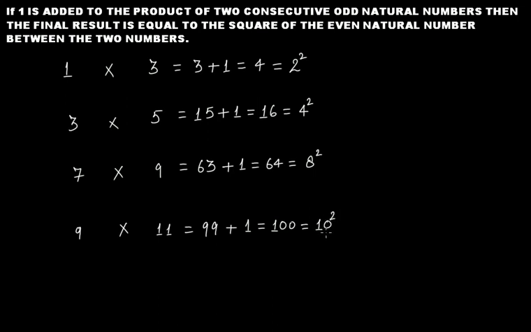And what's 10? 10 is the even natural number that comes between these two consecutive odd numbers, that is 9 and 11. So if you add 1 to the product of two consecutive odd natural numbers, then the final result is equal to the square of the even natural number between the two numbers.